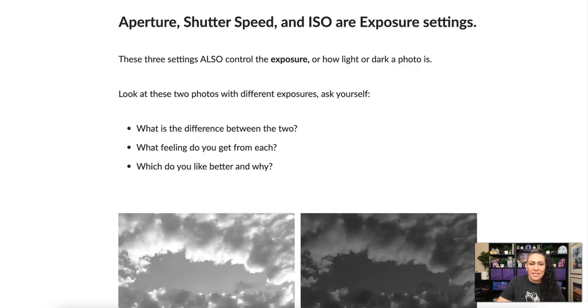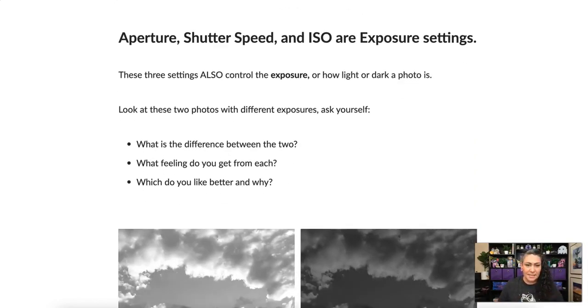So all three of these settings are exposure settings. Besides what I just showed you, how they affect how it looks, these also control how light or dark a photo is. So we can also speak with exposure. Now there's a proper exposure, where you're getting all the detail in the lightest areas of an image and all the detail in the darkest areas of an image, but how light and dark you create a photo also affects the communication. So let's look at these two photos.